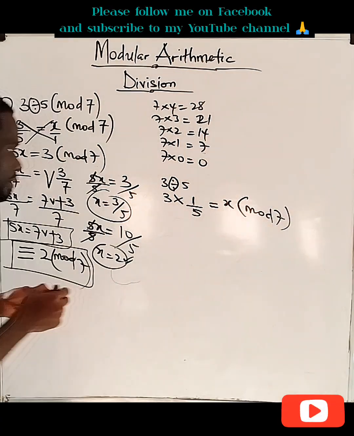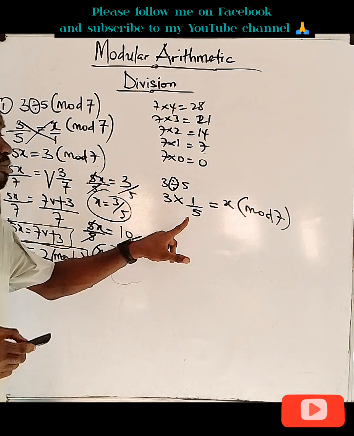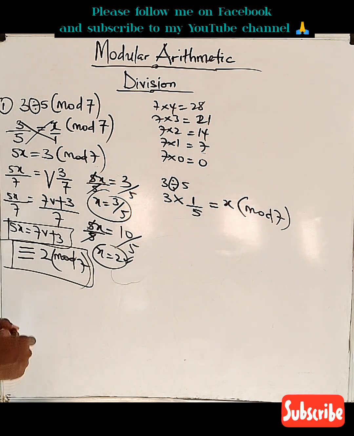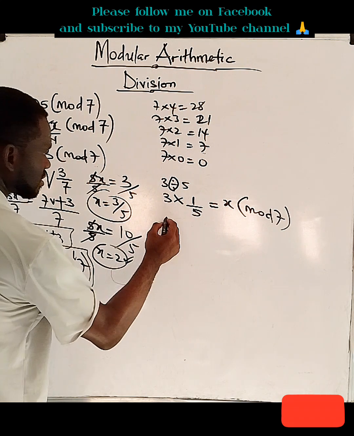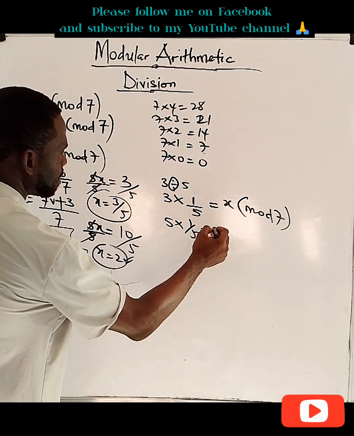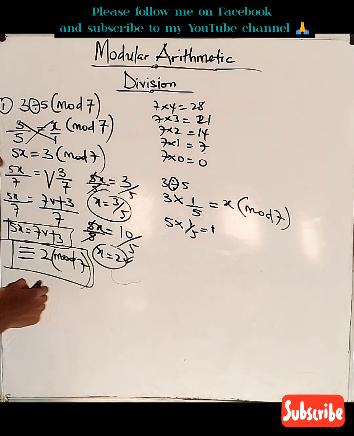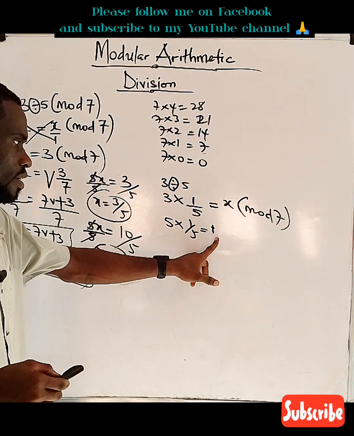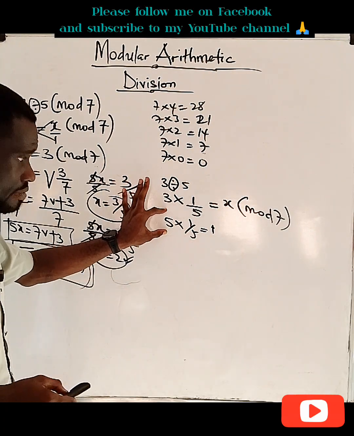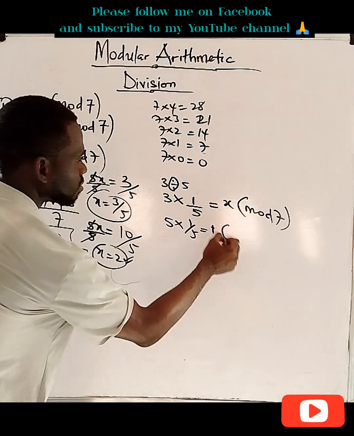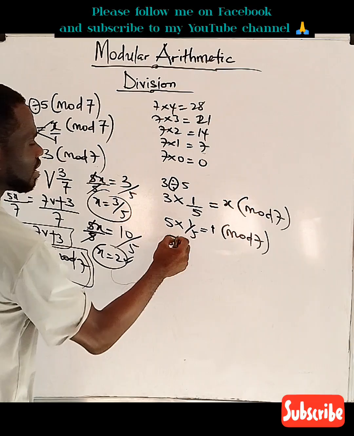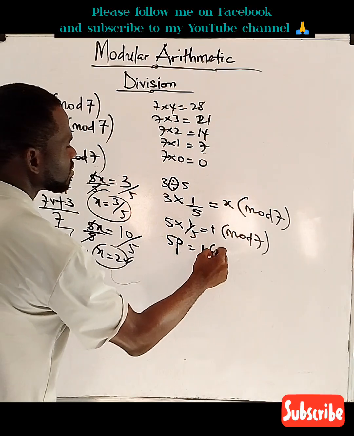So we're trying to divide. So we're going to get the multiplicative inverse of 5 in modulo 7. That's what we're going to do. So what is the multiplicative inverse of 5? 5 times 1 over 5 will give us 1. So this 1 over 5 here is the multiplicative inverse of 5. Don't forget that's modulo 7. So if 5 times something will give us 1, let's say 5p equals 1 modulo 7.